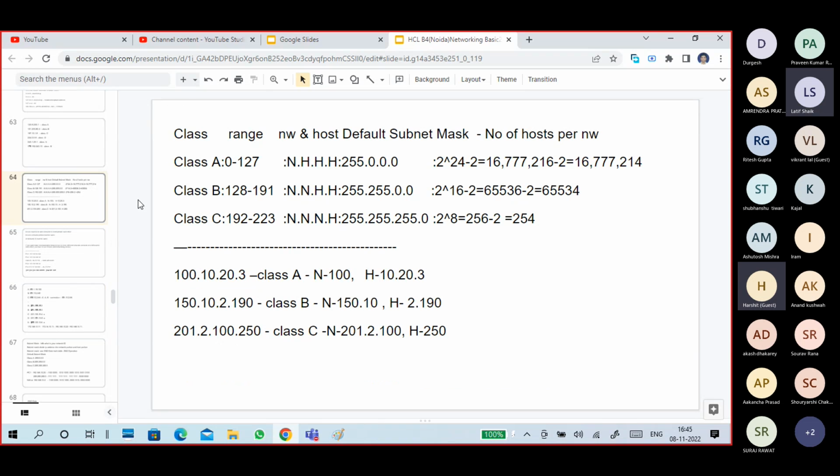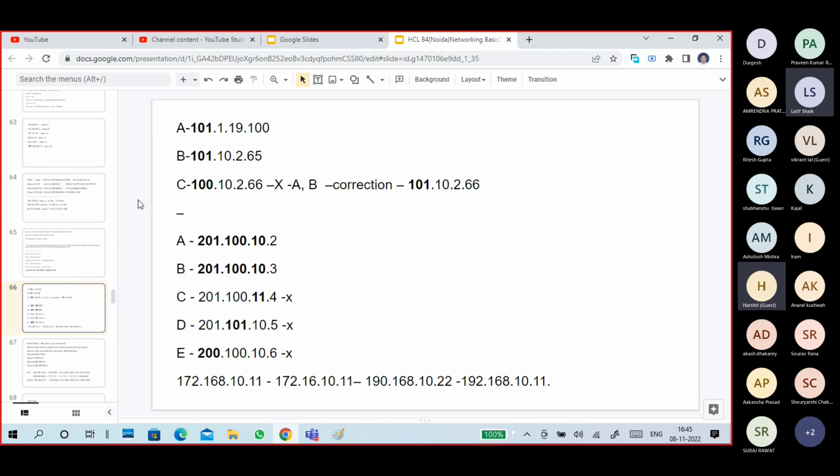The next one is the default gateway. So you understand how to check the network and host portion and make sure both have the same network or not.